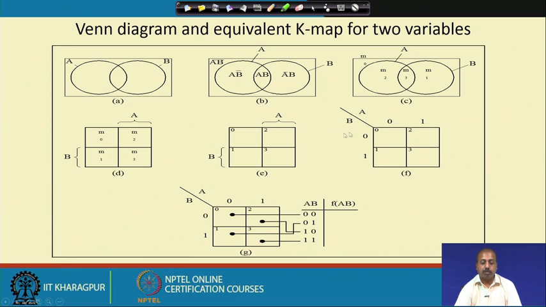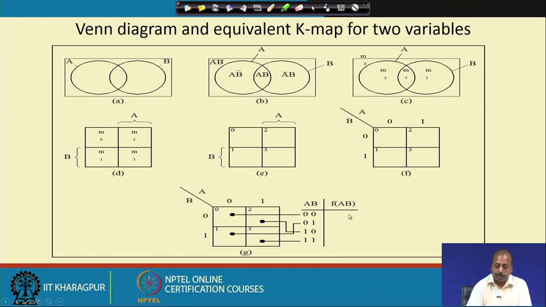This is also a standard representation where we put a diagonal line here, and this side we write A, this side we write B, and then we write 0 and 1 for A, and 0 and 1 for B. So, this is 0 1 0 1. This is another way of representation. The first term is 0 0, and whatever be the value of the function, we can write here.